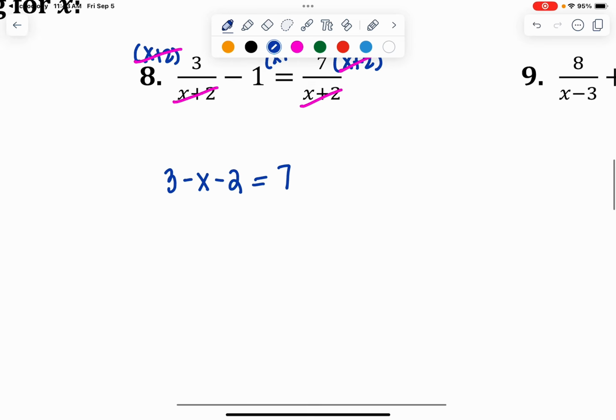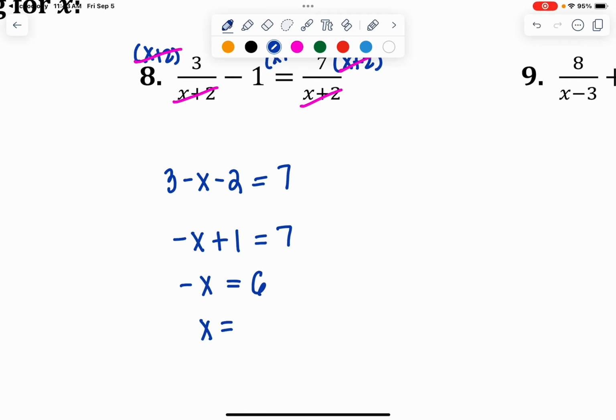So that's negative x plus 1 is equal to 7. Subtract 7 from both sides, negative x is equal to 6, and then divide by negative 1, you have x is equal to negative 6.